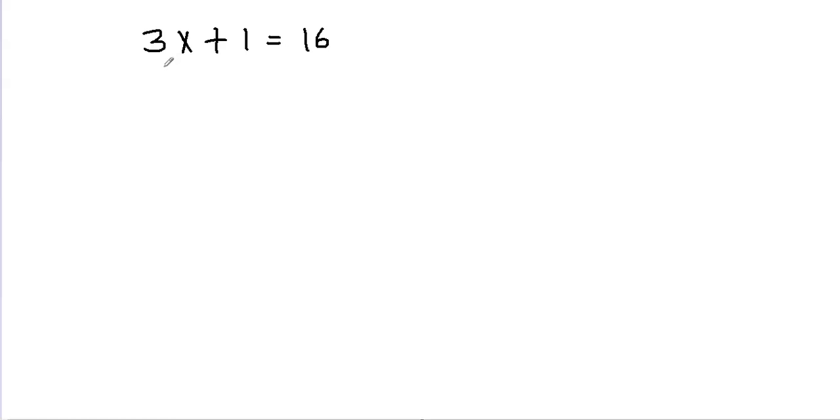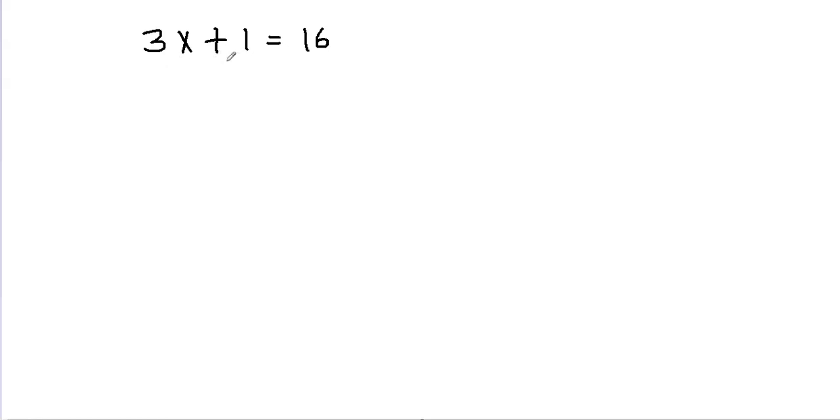The first step is we need to remove the number that is added or subtracted to the variable. First thing that we have to do is we always undo addition or subtraction first. So the first step is to remove the number that is either added or subtracted to the variable. In our case, 1 is added to the variable. That's why we're going to eliminate this plus 1.